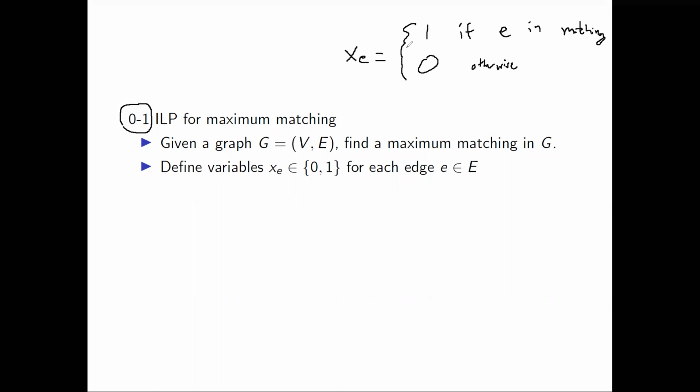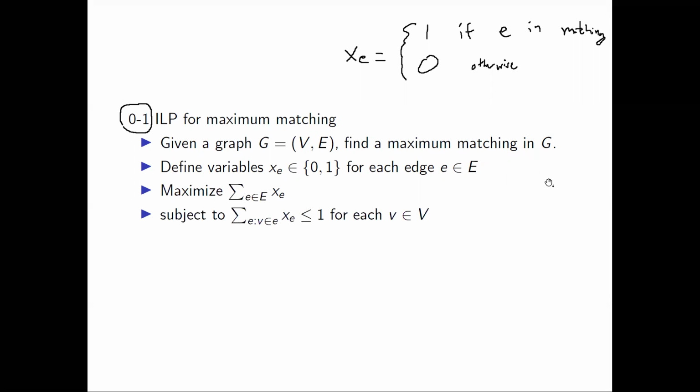And so if we want to find the size of a maximum matching in G, what we're trying to do is maximize the sum of the xe's over all of the e's in our edge set, big E. So we're trying to maximize that sum, but we have some restrictions because matchings must satisfy some properties. So we're trying to maximize this sum of the xe's over all the e's in the edge set, subject to these restrictions.